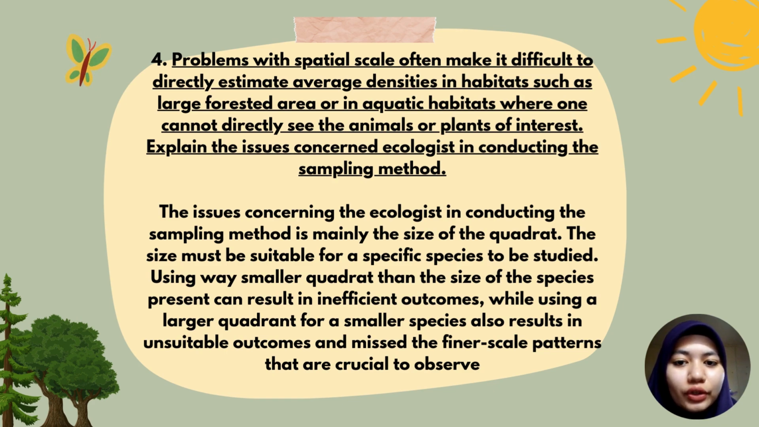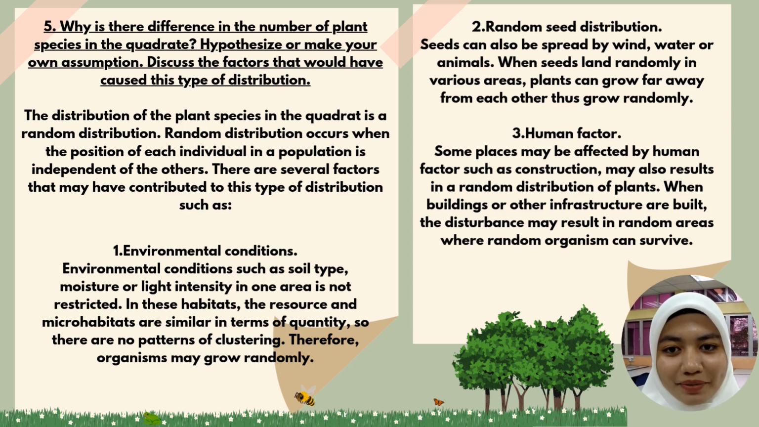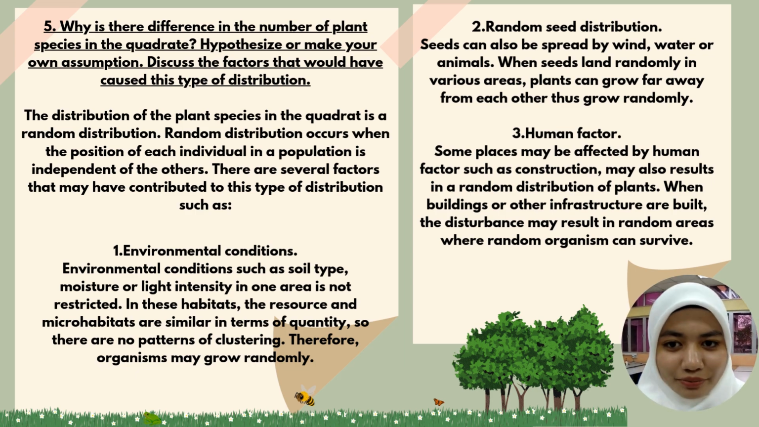For question number 4, the issue concerning the ecologists in conducting the sampling method is mainly the size of the quadrat. The size must be suitable for a specific species to be studied. Using way smaller quadrats than the size of the species present can result in inefficient outcomes, while using a larger quadrat for a smaller species also results in unsuitable outcomes and misses the finer scale patterns that are crucial to observe.